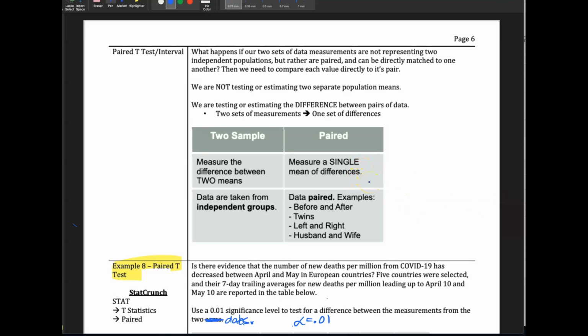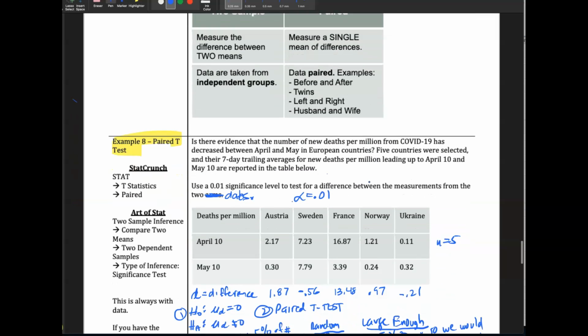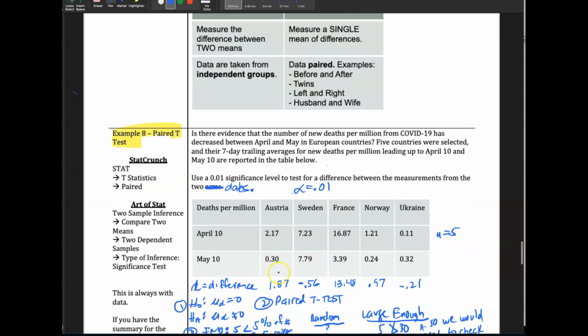As we'll see in the example, we actually calculate the difference between the measurements. And then we look at the mean of these differences, which you would see in this bottom row right here. But we'll take a look at that specific example after.